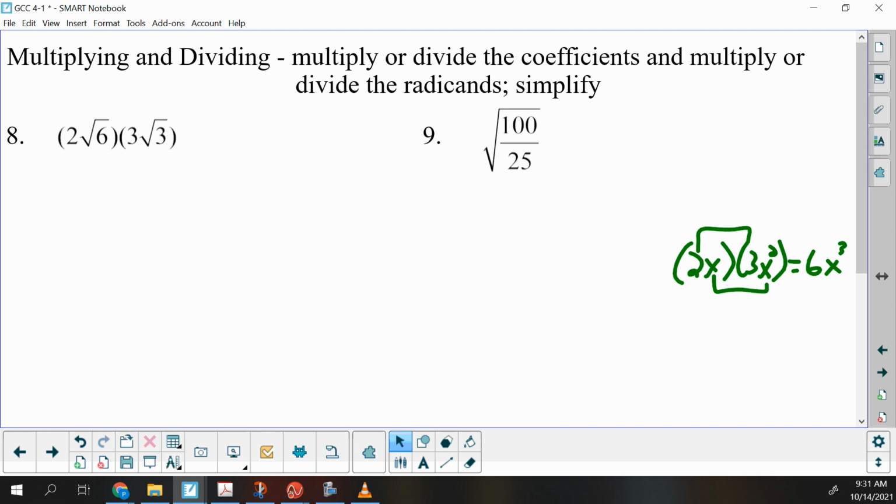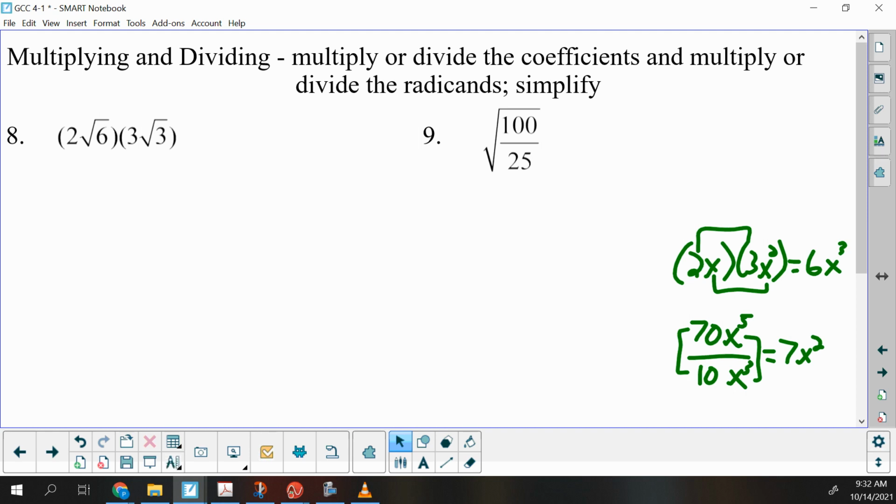If we divided, say we did 70x to the 5th over 10x to the 3rd. Well, we would divide the numbers and get 7, and we'd divide the x's, and we would get x squared, because 3 of the x's would divide out and 2 of them would remain. Well, multiplying and dividing with square roots is very similar to that.